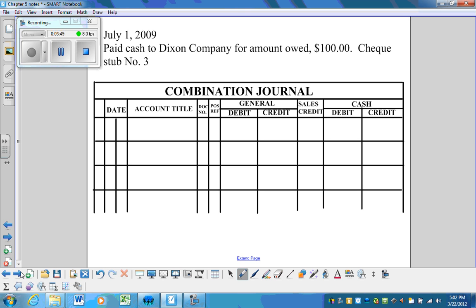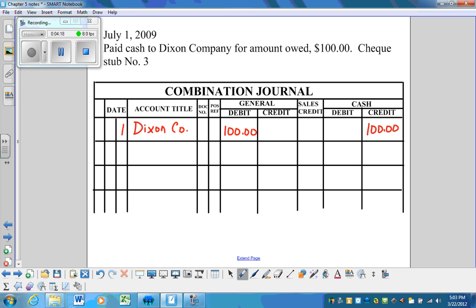Paid cash to Dixon Company. So on the first again, you're paying money, so your cash is going down, which is a credit of 100. You know you have to put this in Dixon Company, but you don't have a special column for that, so you use the general debit column. So you owe them less, so it's going down by 100, and you would put Dixon Company in the account title.